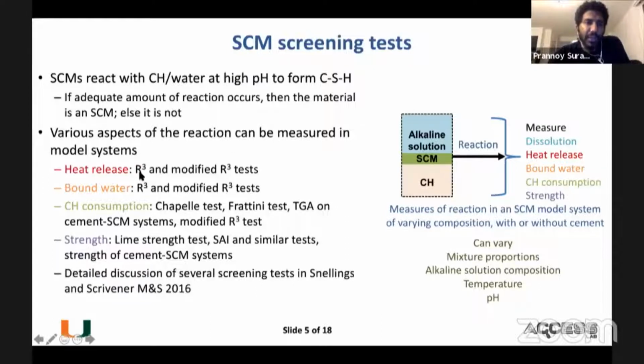So the heat release is measured in what is known as R3 and modified R3 tests. The R3 stands for rapid, robust, and reliable. Reproducible has also been used, and I'll explain what that is. There's also a modified version. Bound water is also measured by these tests. Calcium hydroxide consumption is measured by Chapelle and Frattini tests. You can do thermogravimetric analysis on cement SCM systems. For strength, there's a lime strength test, a strength activity index test, several other tests. And there is a very good paper from Snellings and Scrivener, which discusses all of these in a significant amount of detail, and you should check it out if you're interested.